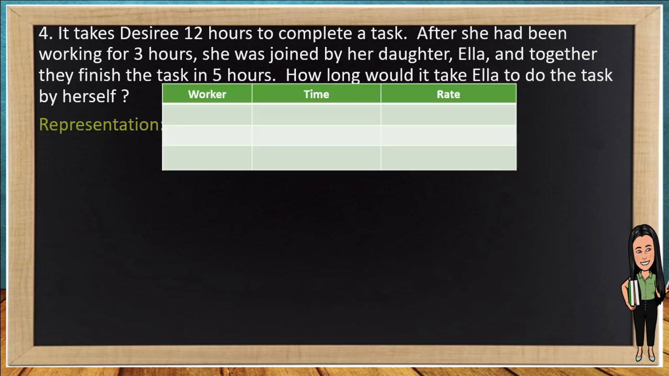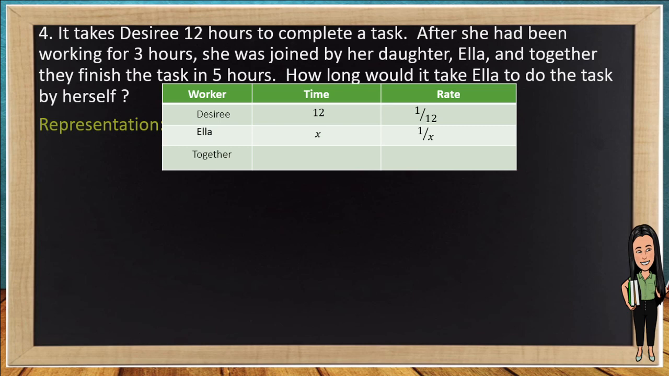Okay, so ano yung alam natin? There are two workers. We have Desiree and Ella. For Desiree, 12 hours ang kailangan niya to complete the task. So, ang rate niya is 1/12. Kay Ella, hindi natin alam. So, yung rate ni Ella, 1/x. Kasi yun yung i-represent natin, yung unknown.